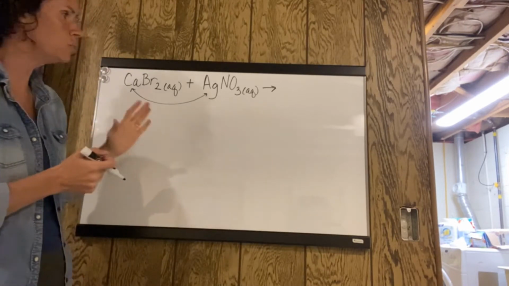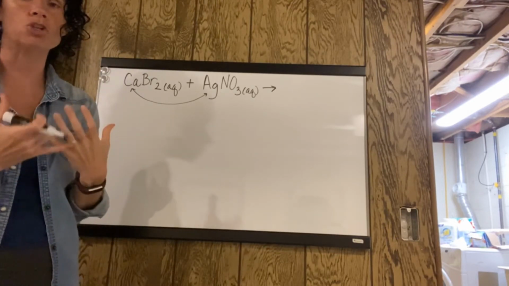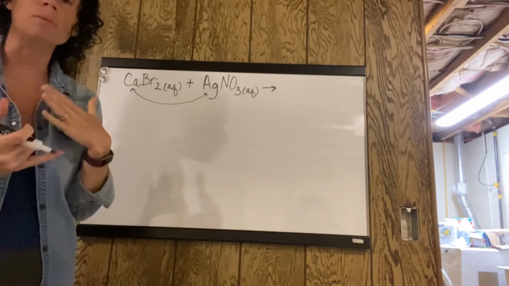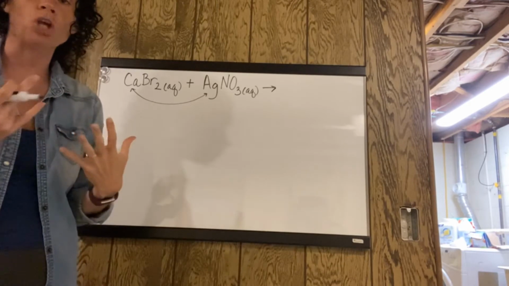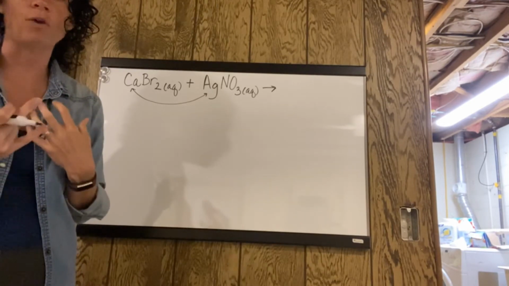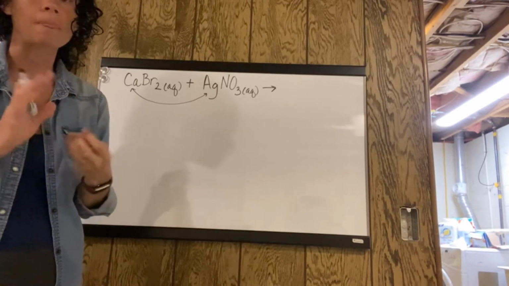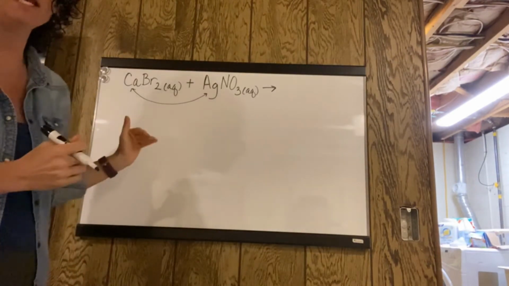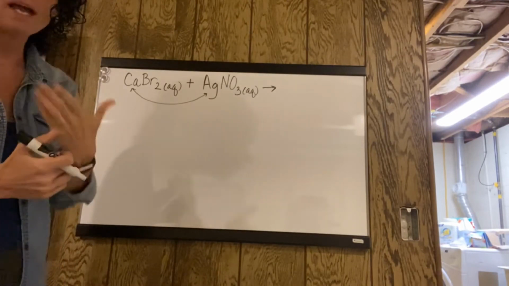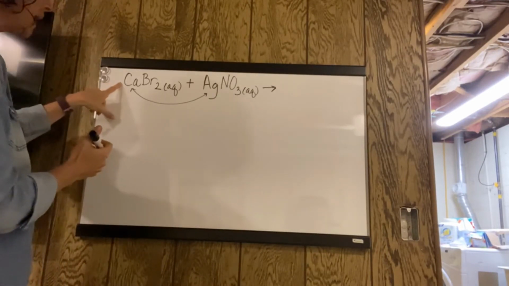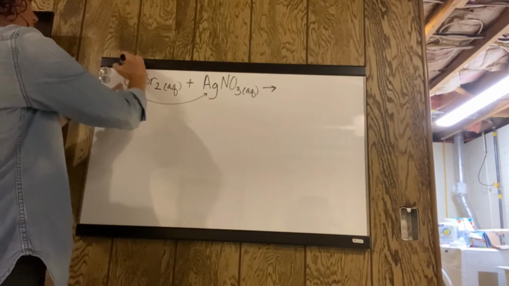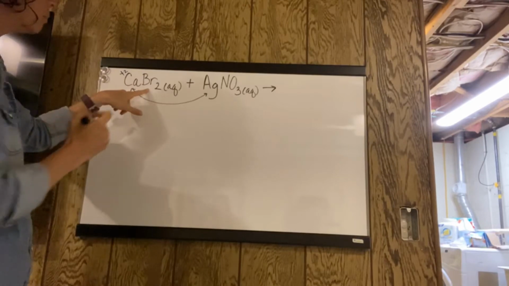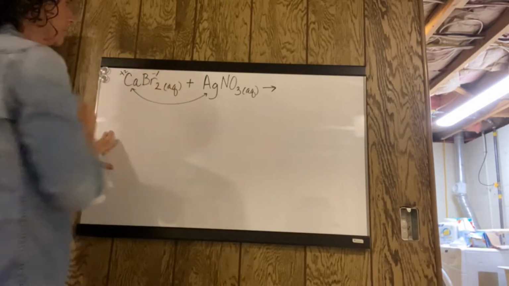But in order to do that, we have to take into account the charges of those different ions, because when they switch partners, sometimes the formulas end up changing. The number of atoms in each formula might end up changing. So one of the first things that I'm going to do is I'm going to go through and identify the charge of each of the ions involved. Calcium, we know, is a +2. We can get that charge from looking at the periodic table. Bromine is a -1.